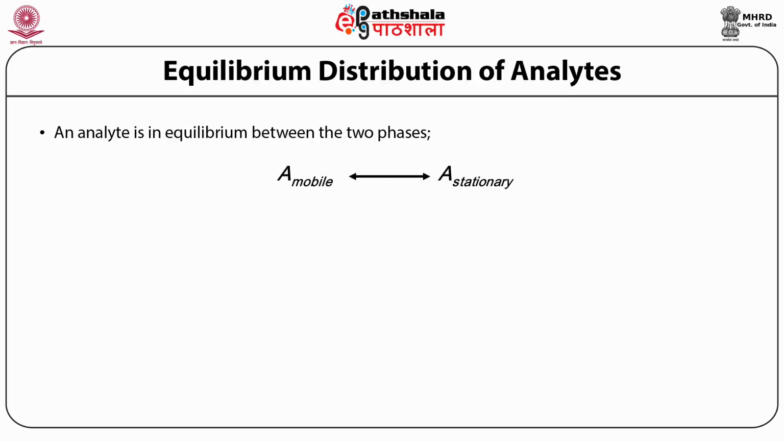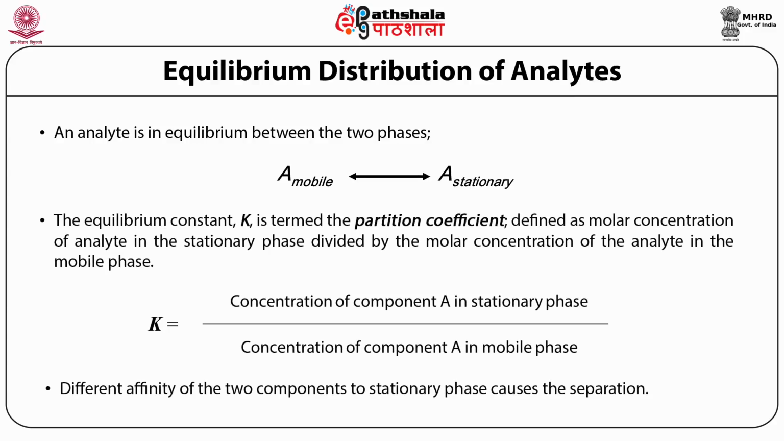If molecule A dissolves faster, it tends to spend more time in the mobile phase. It will be carried through the stationary phase faster and move farther in the given time. Adsorption and solubility of molecules can be manipulated by choosing the appropriate stationary phase and mobile phase to obtain good separation. The equilibrium constant K is termed the distribution or partition coefficient.